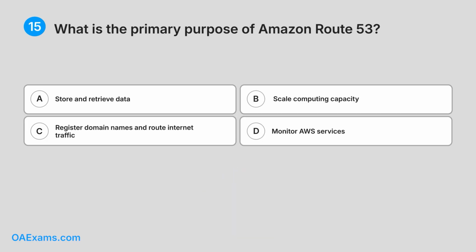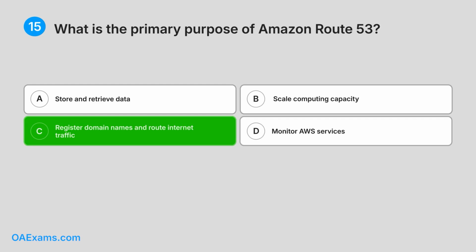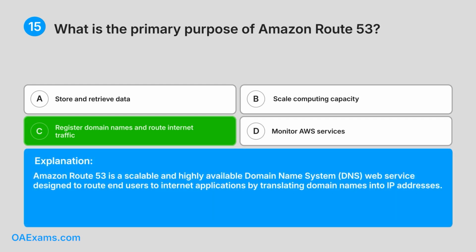Correct. Answer: C. Explanation: Amazon Route 53 is a scalable and highly available domain name system, DNS, web service designed to route end users to Internet applications by translating domain names into IP addresses.